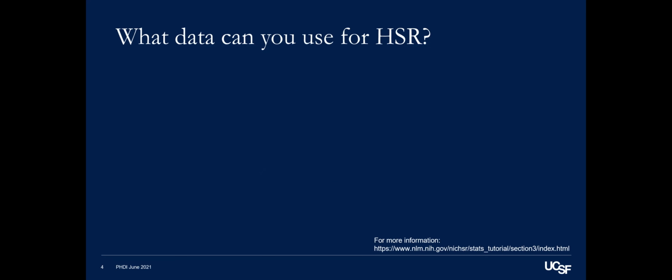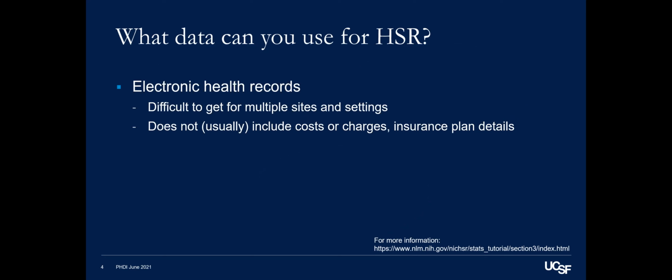So what kinds of data can you use for health services research? There are several different types of data that are commonly used to study health systems and health services. One of the most common sources is electronic health records. They are very well known to people. If you're a clinician or even a patient, you've probably seen an electronic health record or seen a clinician interact with one. This is the full health record of what is going on with the patient.